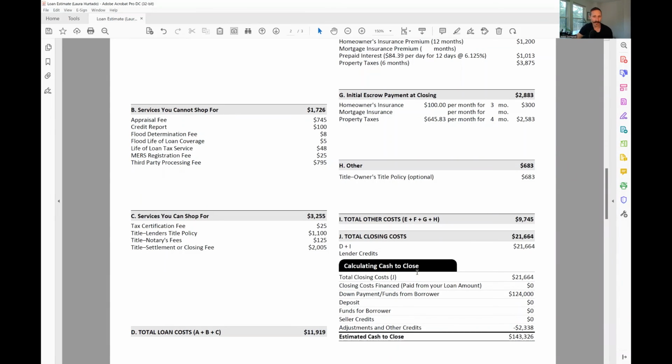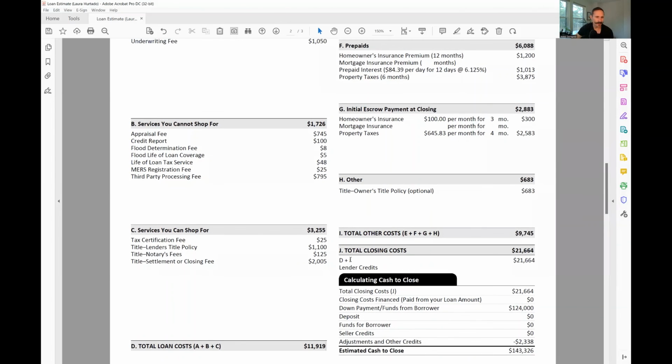And then you could see your total cash to close. This is how it's calculated. You have your closing costs of $21,664. You have your down payment funds from the borrower, 124, and then you subtract that seller's proration for the property tax, and your estimated cash to close is $146,326. So you could see if you go through this systematically, it's relatively straightforward.